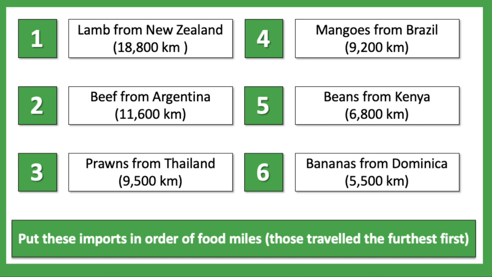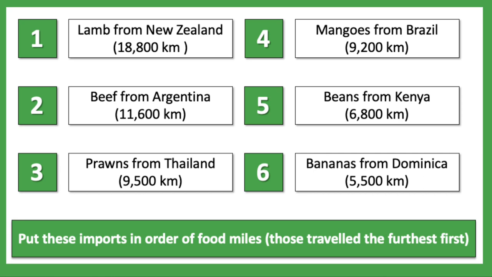Prawns from Thailand at 9,500 kilometres. Mangoes from Brazil at 9,200 kilometres. Beans from Kenya at 6,800 kilometres, and bananas from Dominica in the Caribbean, which is 5,500 kilometres. Okay, and there are all sorts of issues with food miles, obviously, particularly the amount of CO2 that is emitted if you are bringing in products from thousands of miles away.